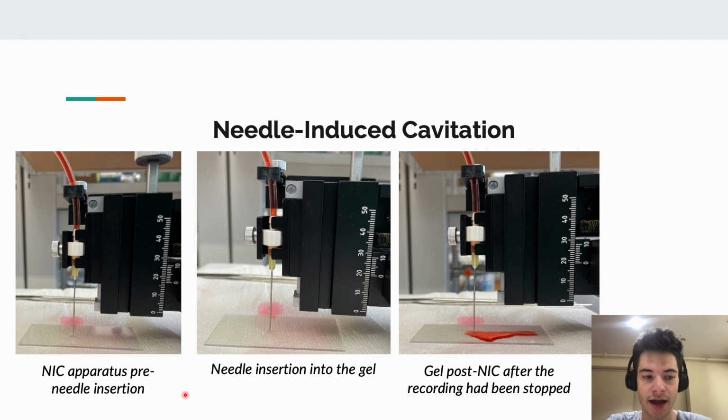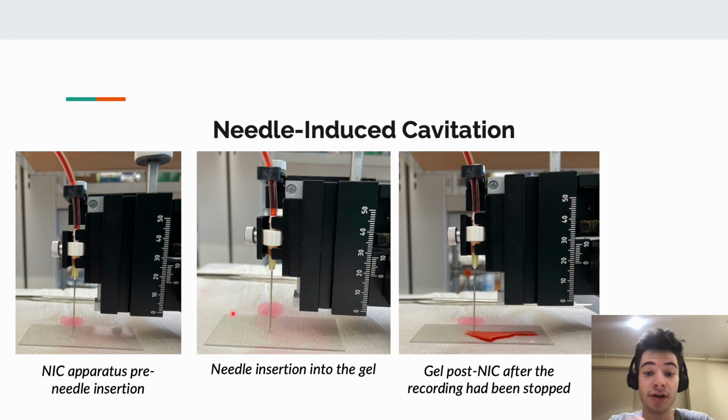So these are images that were taken during the needle-induced cavitation process that was done on collagen hydrogels that had astrocytes. As you can see in these images, the collagen hydrogels are really, really small, especially compared to the whole apparatus. So right here, this is just pre-needle insertion. You start by making sure that the needle is right above the collagen hydrogel, just to make sure that when it goes down, it will actually go down into the gel.